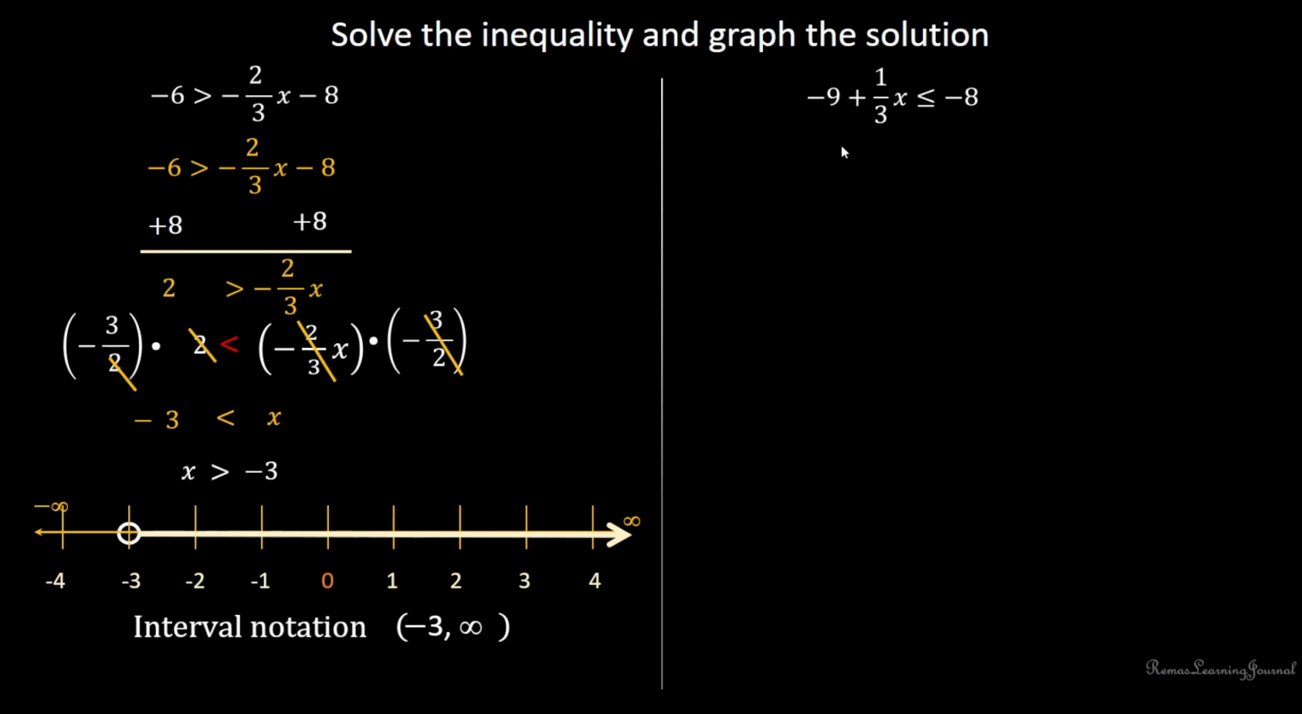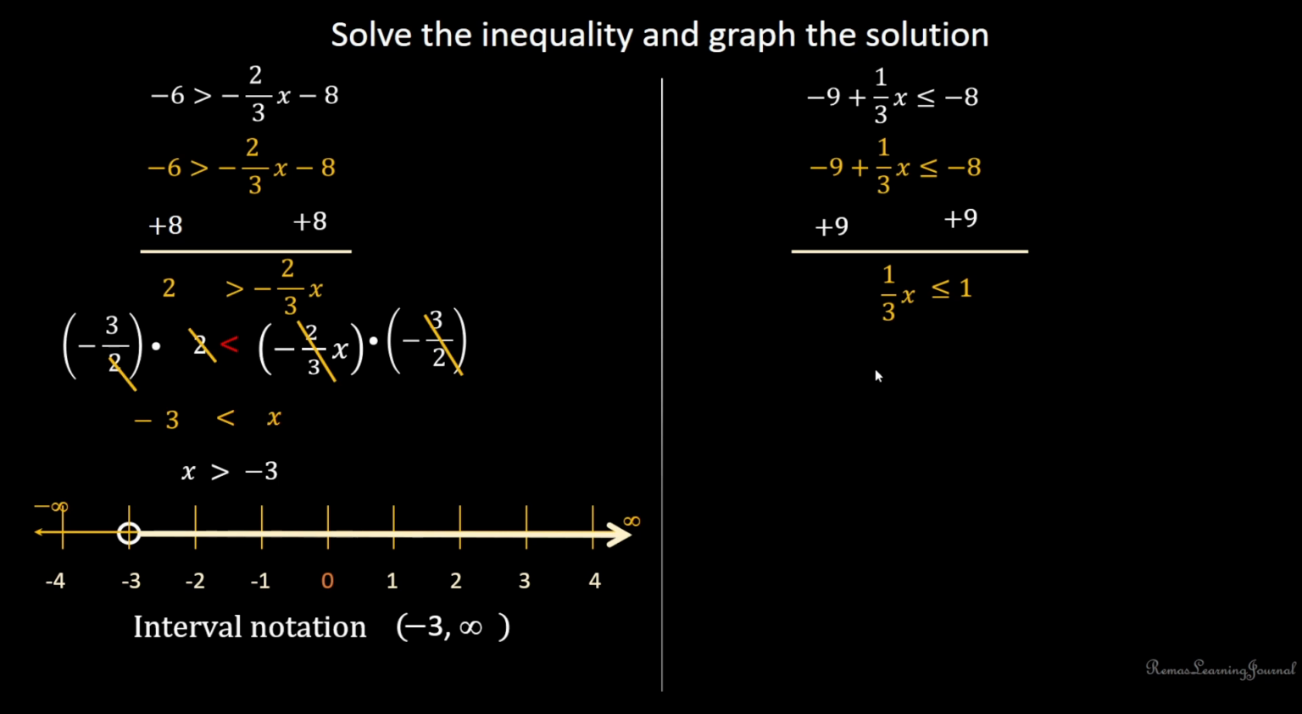Let's see how to solve this inequality. Minus 9 plus 1 by 3 times x less than or equal to minus 8. First, let's eliminate minus 9 from the left side of this inequality. For that, let's add 9 to both sides of the inequality and that gives us a new inequality: 1 by 3 times x less than or equal to 1.